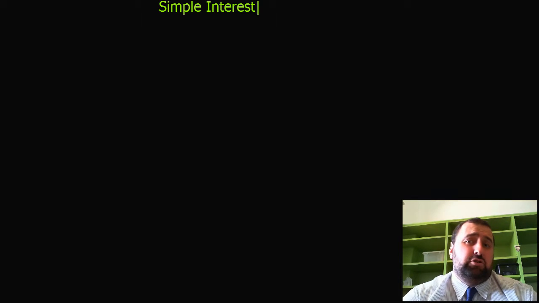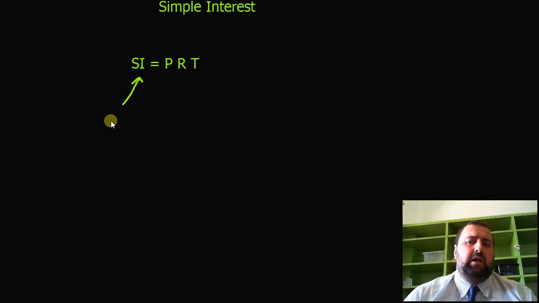So simple interest, which we're going to look at this term, is really quite simple to do. There's a very simple formula to use. The formula says SI equals PRT. Now, SI is a single term. SI means simple interest, or the amount of interest that you're going to pay.